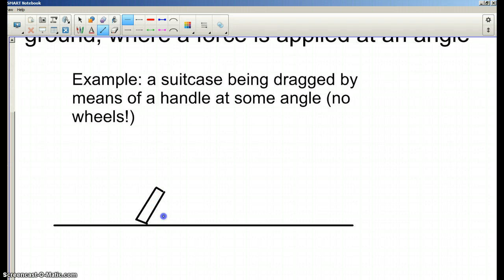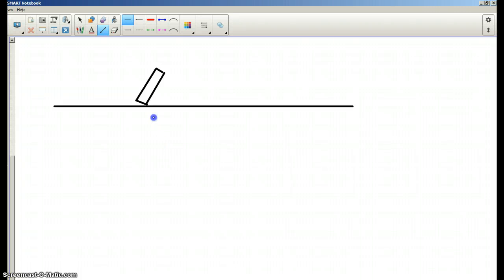We know that the suitcase must have mass. Therefore, the suitcase has weight. So I'll draw a down arrow because weight always acts in the downward direction. And I'm placing that force vector on the object's center of mass. I'll label it as Fw for the force of weight.